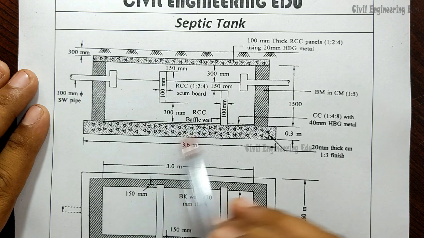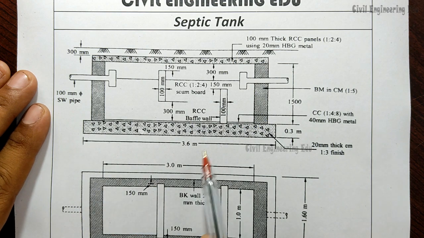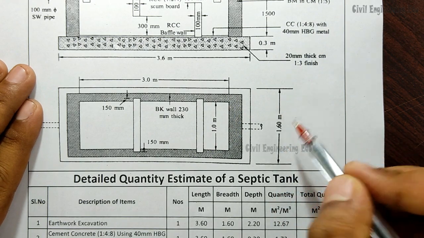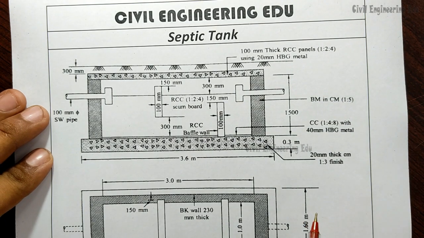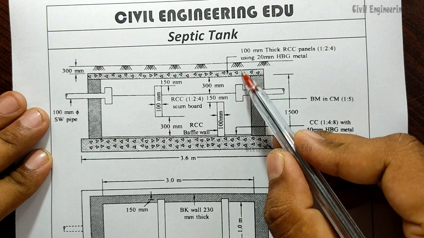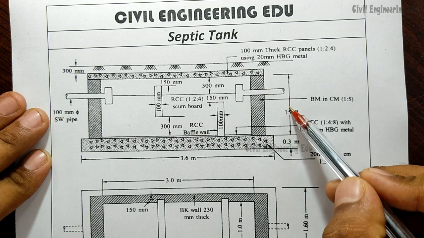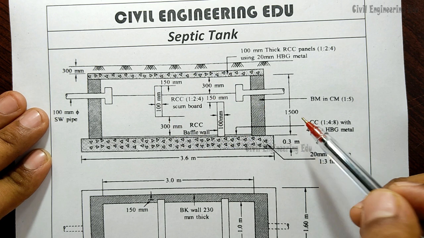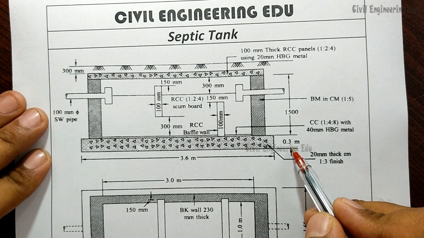So for this figure, how to calculate the earthwork excavation? In case of earthwork excavation, we have to take the PCC dimension, right? So this is the PCC dimension, 3.6 horizontally and vertically it is 1.6 meter, right? And how will we find the depth of this excavation? This is ground level and this gap is 300 mm, right? And this slab thickness is 100 mm. 300 mm plus 100 mm is 400 mm, and this is the brick wall height, right? 400 plus 1500 is 1900 mm, right? And this is 0.3, that is 300 mm. So 1900 plus 300 is 2200.